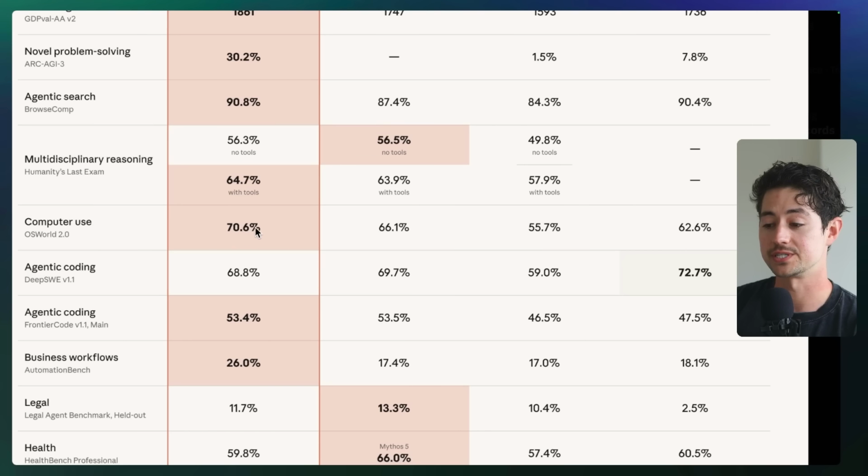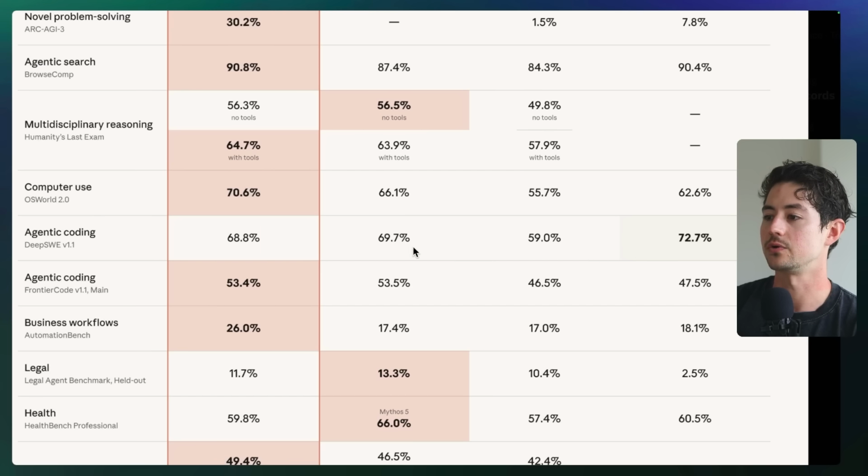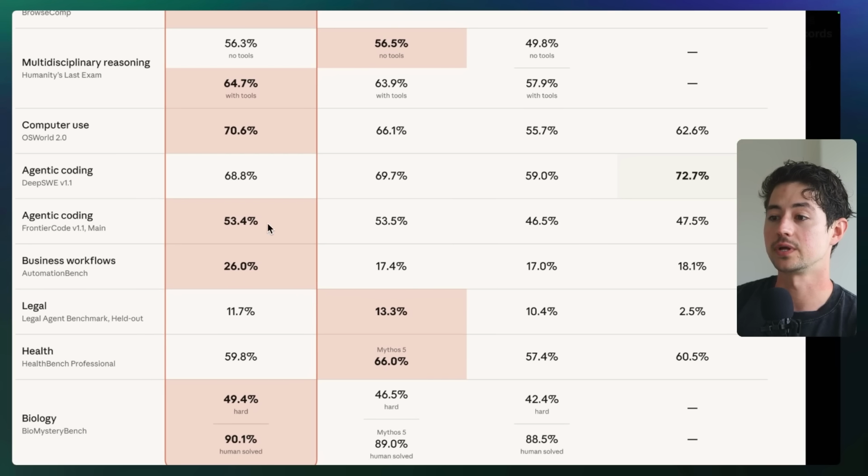Computer use was 70.6, so we're seeing models get better at just using a computer the way that a human being would. Nothing super impressive on the agentic coding aspect. GPT 5.6 actually still outperforms all of them, so they were probably just deeply trained on SWE v1.1. On agentic coding, you can see that it is essentially equal to Fable 5, although a big step up from Opus 4.8.